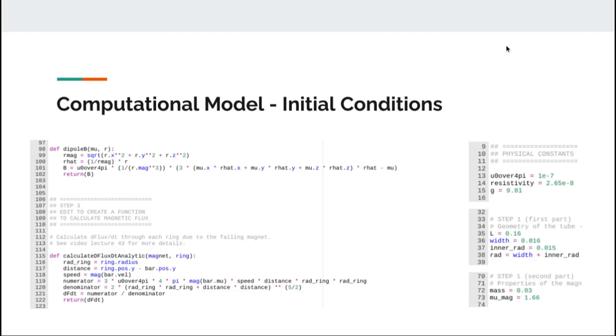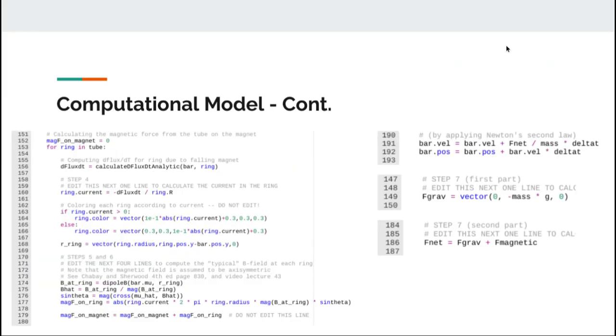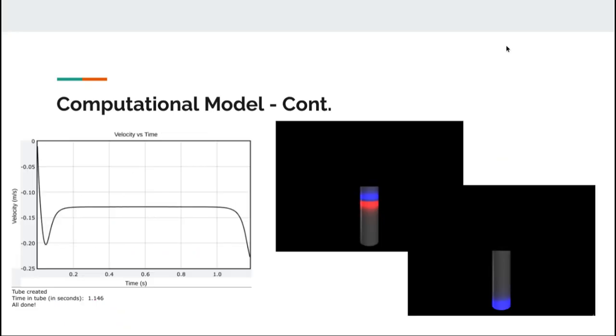So the computational model, basically here we took our initial conditions, g equals 9.81, the properties of the magnet, and the dimensions of the tube, and then we set up our initial conditions. And here we have the main forces. We're applying the force of gravity and the force of the induced magnetic field, and then the net force as the magnet travels through the tube. Basically the big portion of the code. You can see what's happening. Then on the right you have the start and the end.